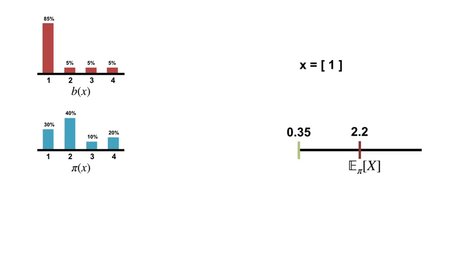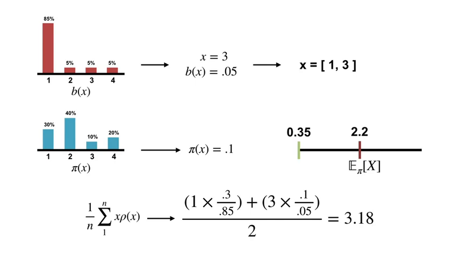Let's do it again. We draw a sample from b. This time x equals 3, which happens with probability 0.05. The probability we would have seen a 3 if we sampled from pi is 0.1. We'll add x to the buffer, then plug in the observed values into our formula. We take the previous estimate plus the new estimate and divide by 2 to get 3.18.